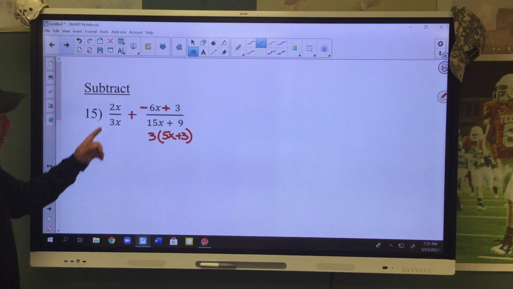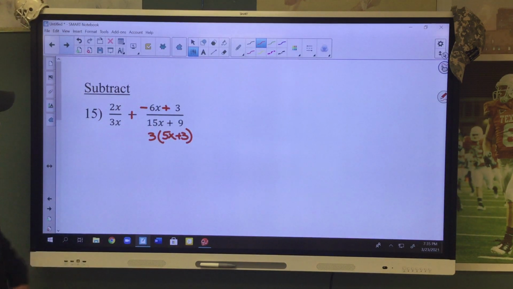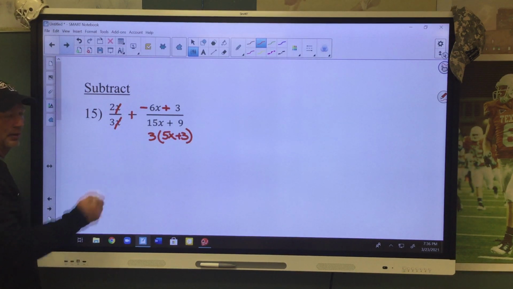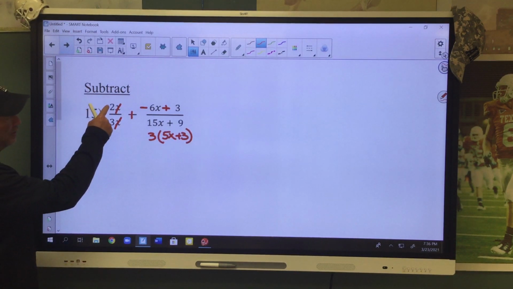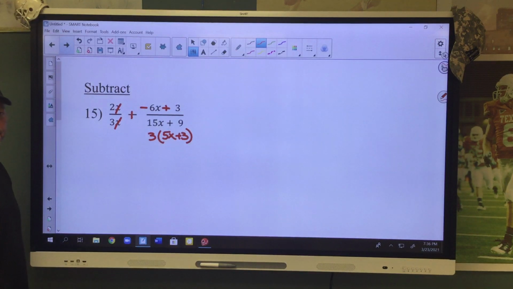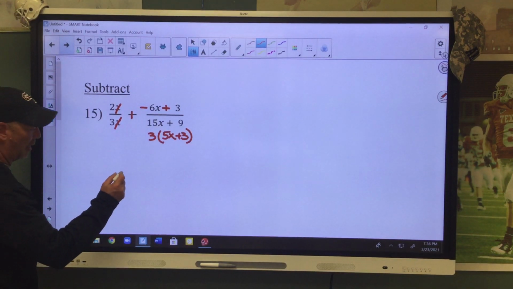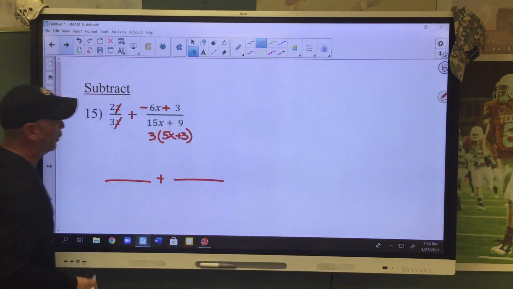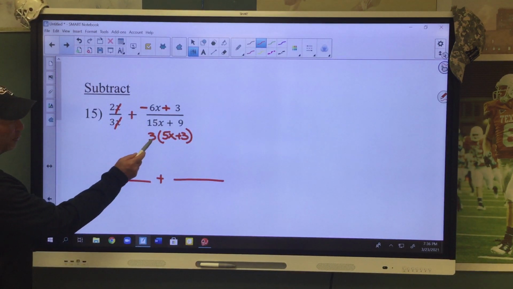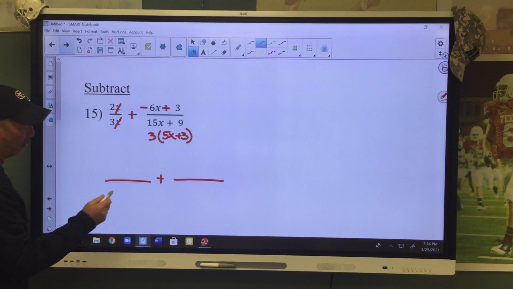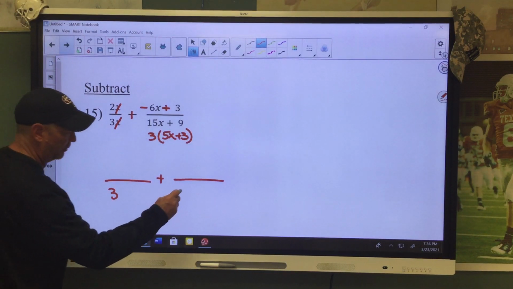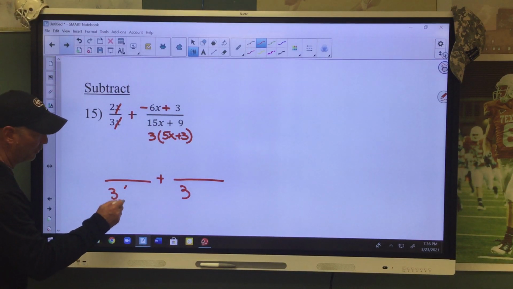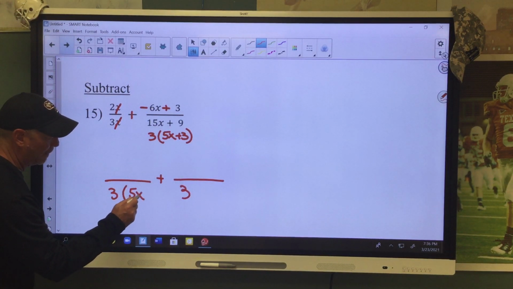Okay? Oh, look at this. Look at the first fraction. What did we notice? The x's will cancel. The x's are canceled. That's going to leave me with 2 over 3. So we're going to get a common denominator. We know for sure that we need to have a 3. We need to have a 3 outside of the fraction. Outside of the parentheses. And then we also need the 5x plus 3.